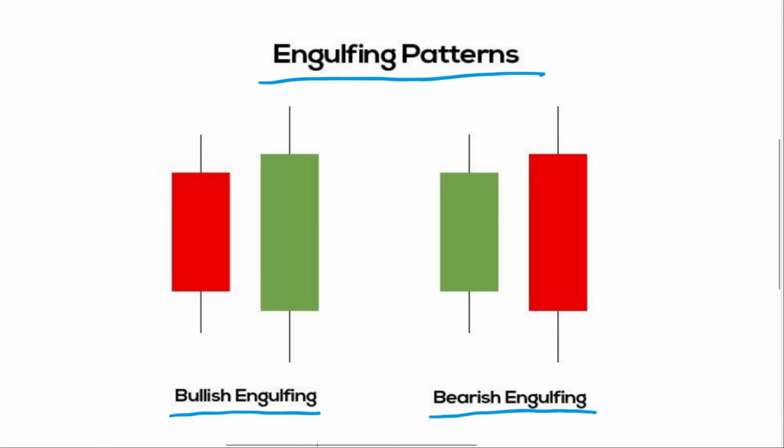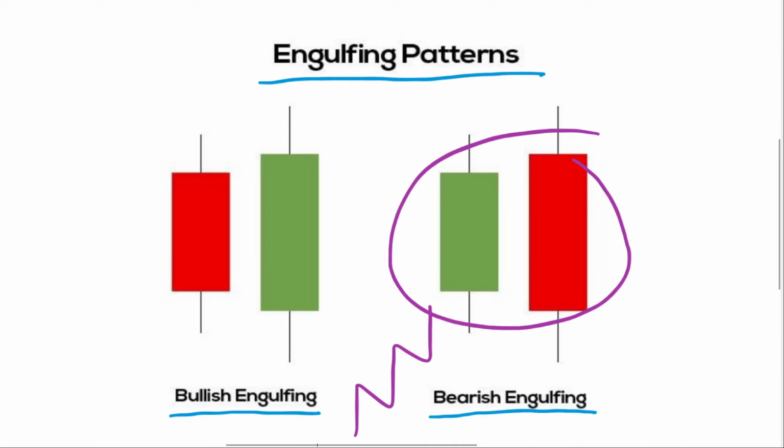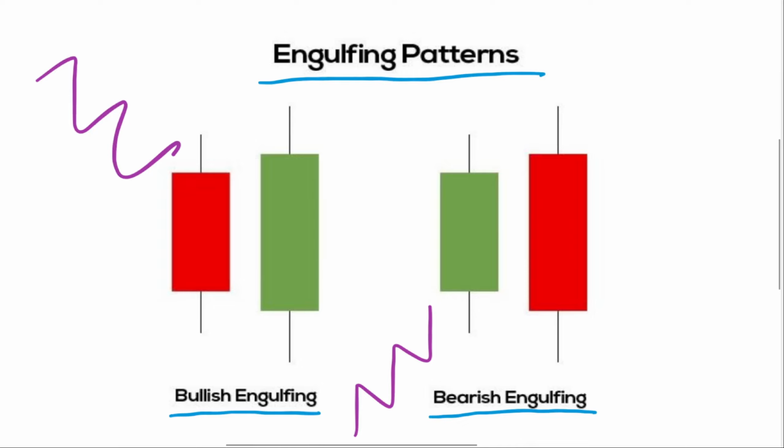The bearish engulfing pattern needs to come after an uptrend. So we need to have an uptrend, a strong force to the upside, and then this bearish engulfing pattern hopefully acts as a reversal pattern, but this time to the downside. So the bearish engulfing needs to come after an uptrend. The bullish engulfing needs to come after a downtrend.